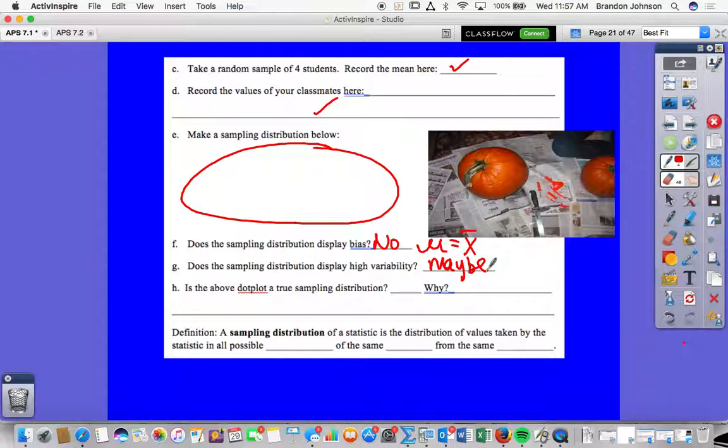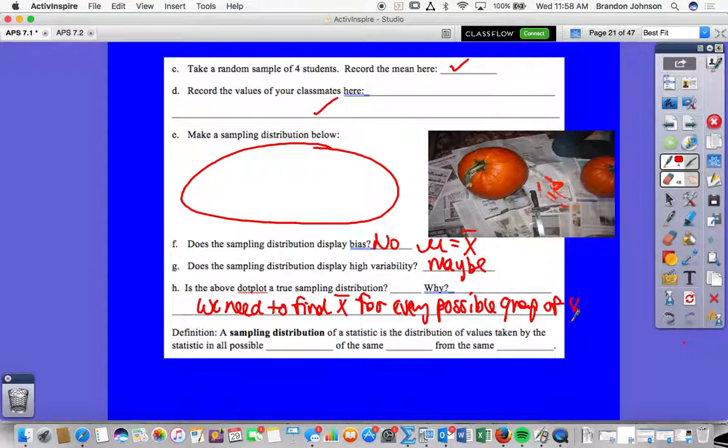Matthew, go ahead. A true sampling distribution would include every selection of 4 students. Is that possible in here? I mean, it's possible, but it would take a long time to get every single combination. So you would say no, because a true sampling distribution, and I'll get the word down, is we need to find x bar for every possible group of 4, okay? Does that make sense?